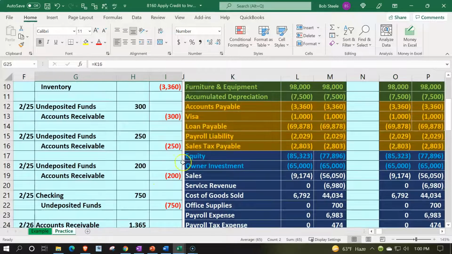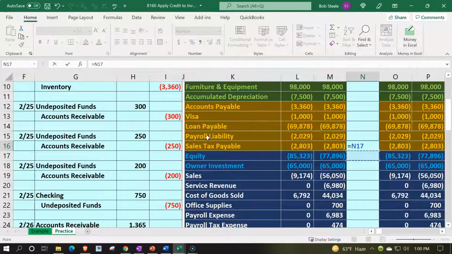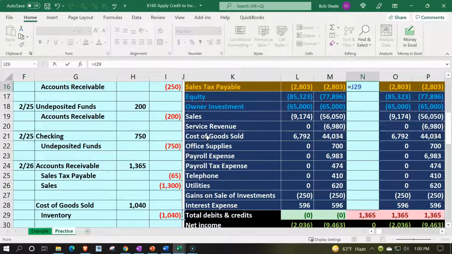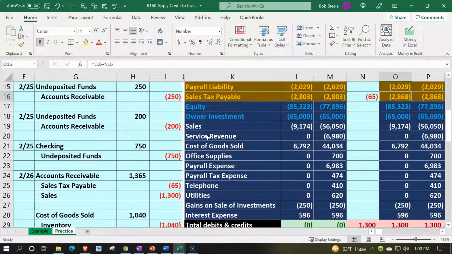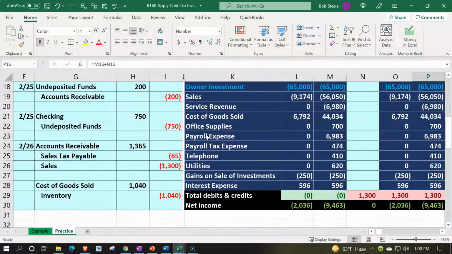Then we got the sales tax payable. Sales tax payable is going to be in N16 equals, scrolling down again to the sales tax. It's going to be going to the 2868, which is the same, both February and year-to-date.